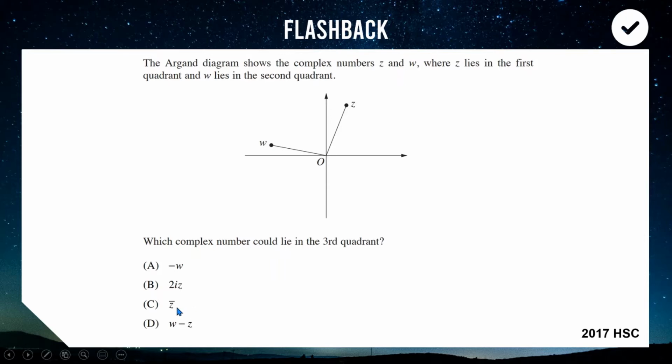Option C is Z conjugate. So we saw last week that the conjugate of a complex number is going to reflect across the real axis. So Z conjugate will be down here in quadrant 4. So it must be option D.